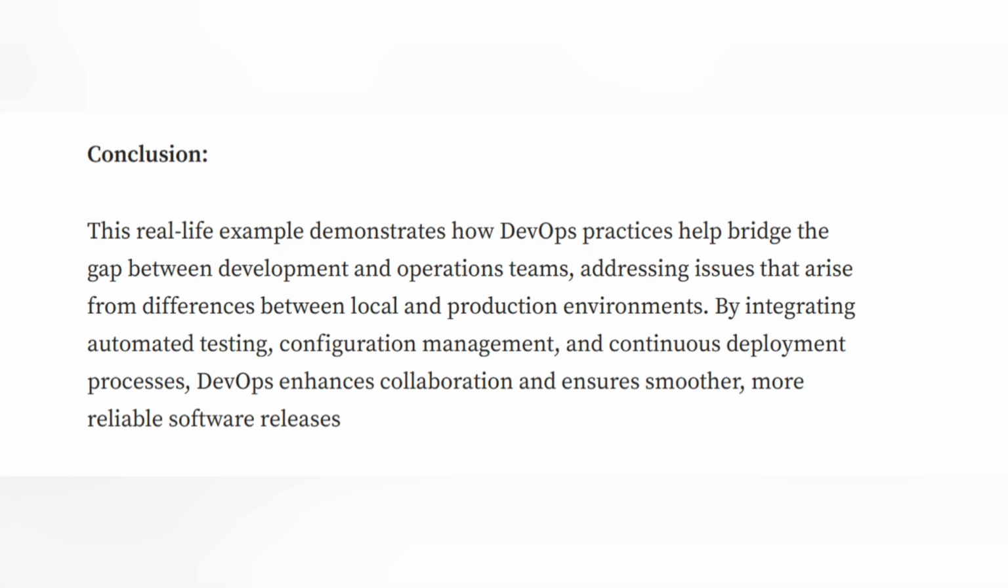Coming to the conclusion, this real life example demonstrates how DevOps practices help bridge the gap between the development team and the operations team, addressing issues that arise from differences between the local and the production environments. By integrating automated testing, configuration management, and continuous deployment processes, DevOps enhances collaboration and ensures smoother, more reliable software releases.